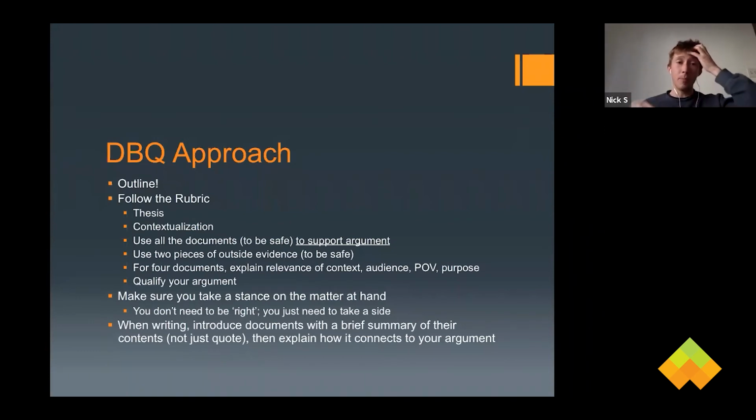So first off, the big thing is outlining. On the next slide, I'm going to go into how exactly to do that. The other big thing is you should plan your essay based on their rubric. There are really specific things that you have to do.